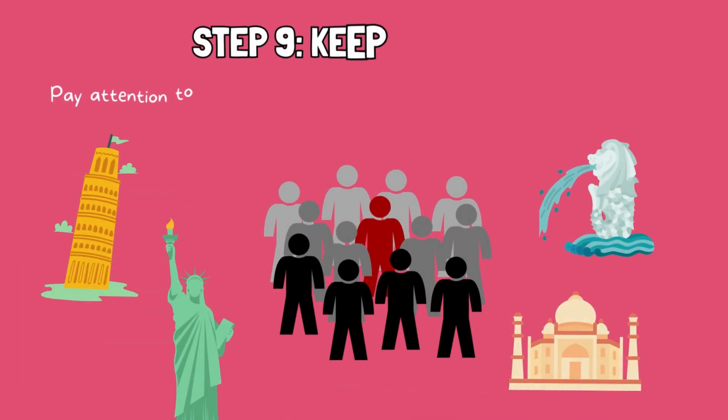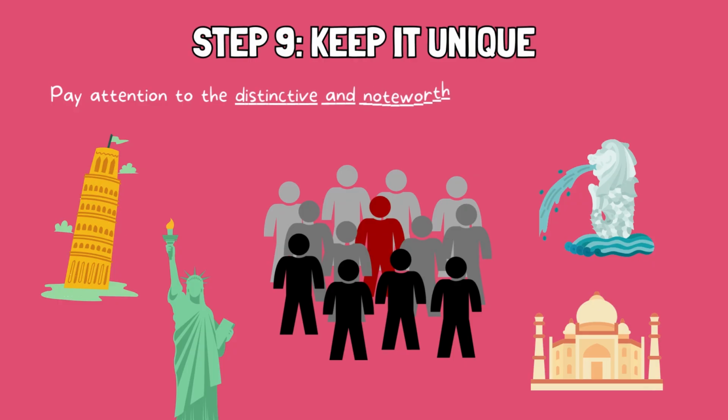Step 9. Keep it unique. Pay attention to the distinctive and noteworthy features that make your setting stand out. This could include specific landmarks, cultural practices, or natural phenomena that contribute to the setting's uniqueness. Don't bog the reader down with unnecessary or repetitive details about your setting. Keep it interesting. Take a look at this example.